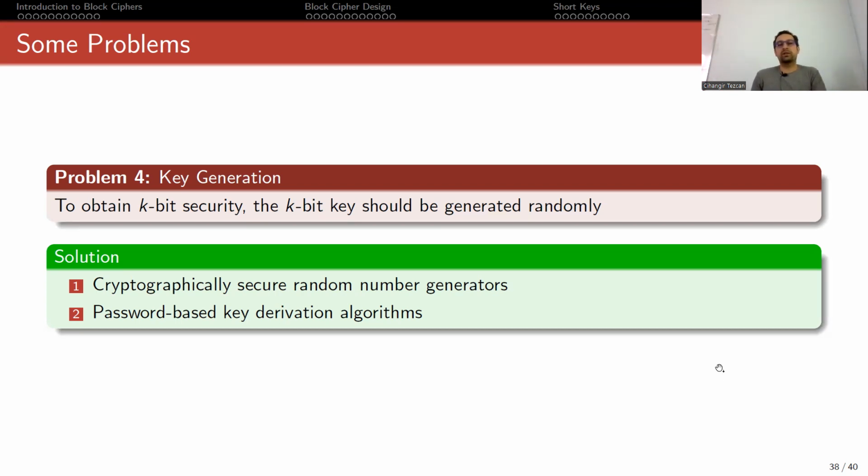So just looking at the output is not enough. You have to check how they are generated. Second solution is password-based key derivation algorithms. These are really nice. So the idea is as follows. You choose a strong password, then hash that password thousands of times, and at the end, you have a hash output. Then you use it as a secret key.